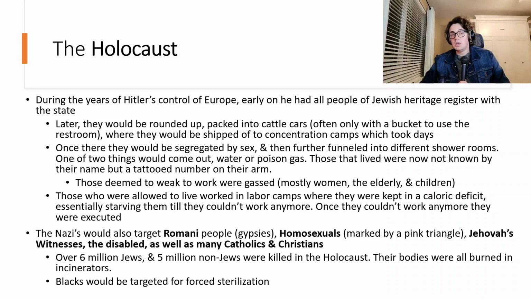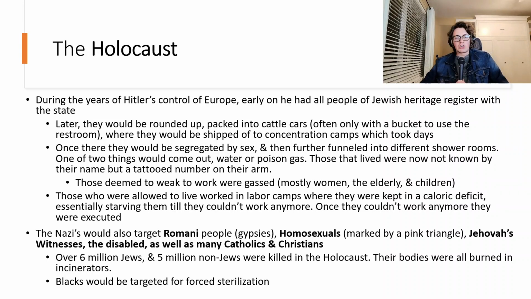If you were too young, too old, or too weak to work, mostly women, the elderly, and children, you're the ones that are most likely to get gassed. Those that were allowed to live were intentionally kept in a caloric deficit. They made sure not to feed them enough so that while they're doing manual labor for the Nazis, they're being slowly starved to death and worked until they can't work anymore. It is horrifying. Over 6 million Jews are going to be executed.